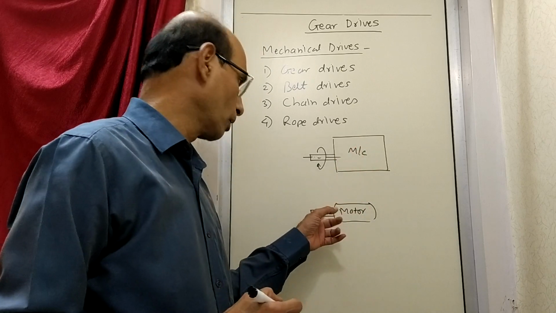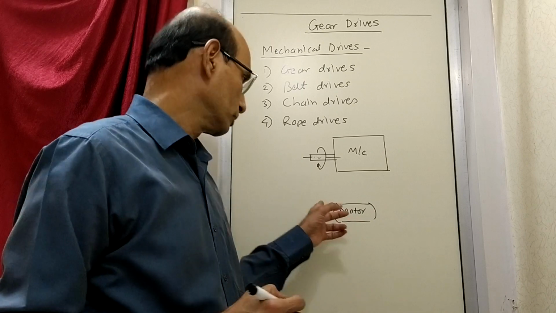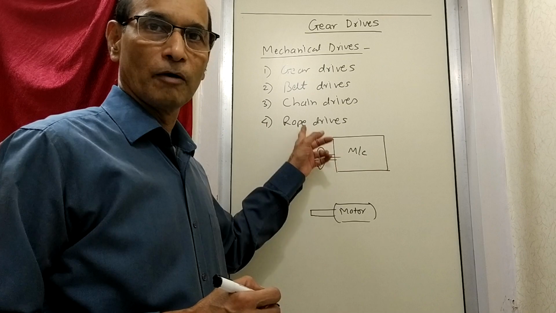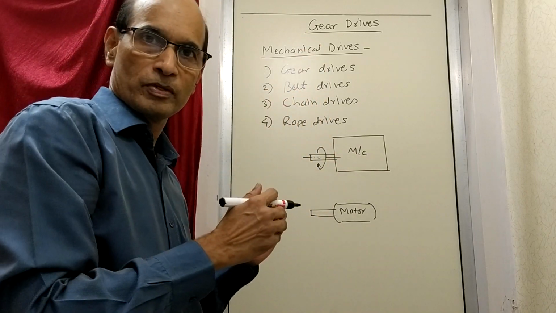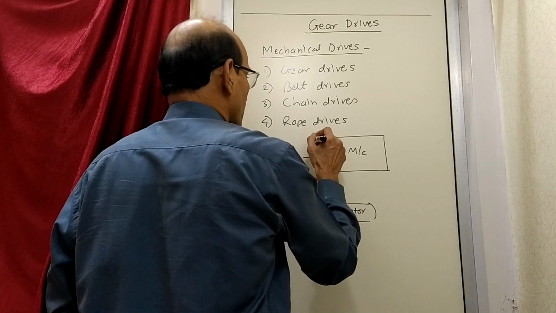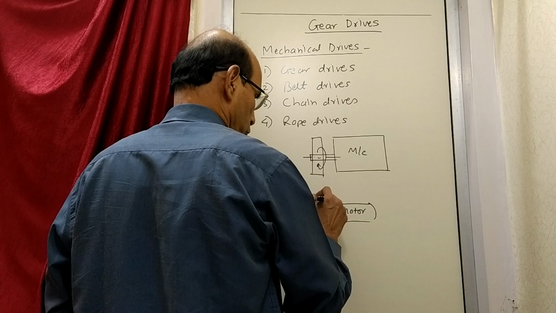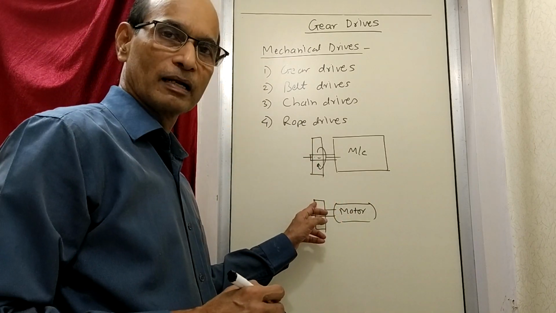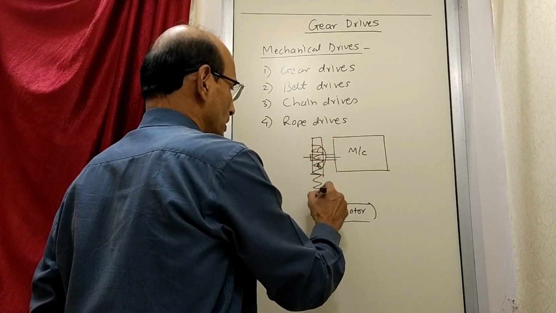That means the power that is available at the shaft of the motor, that is output power, needs to be transmitted from this shaft to this shaft. For doing this, we make use of these kinds of drives. One simple example is a belt drive. So I am fixing one pulley here, another pulley is fitted here, and then the two pulleys are connected by a belt. So I am drawing this as a belt.